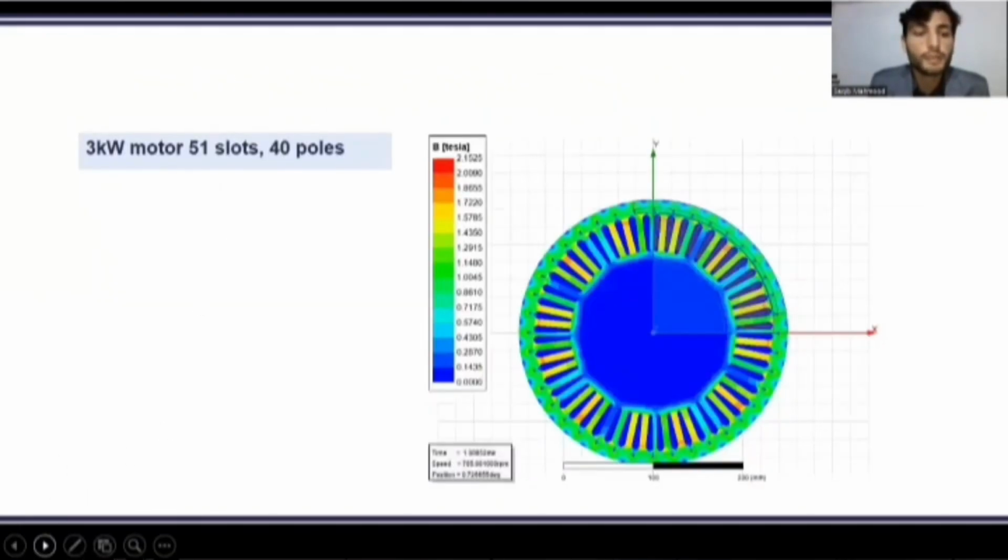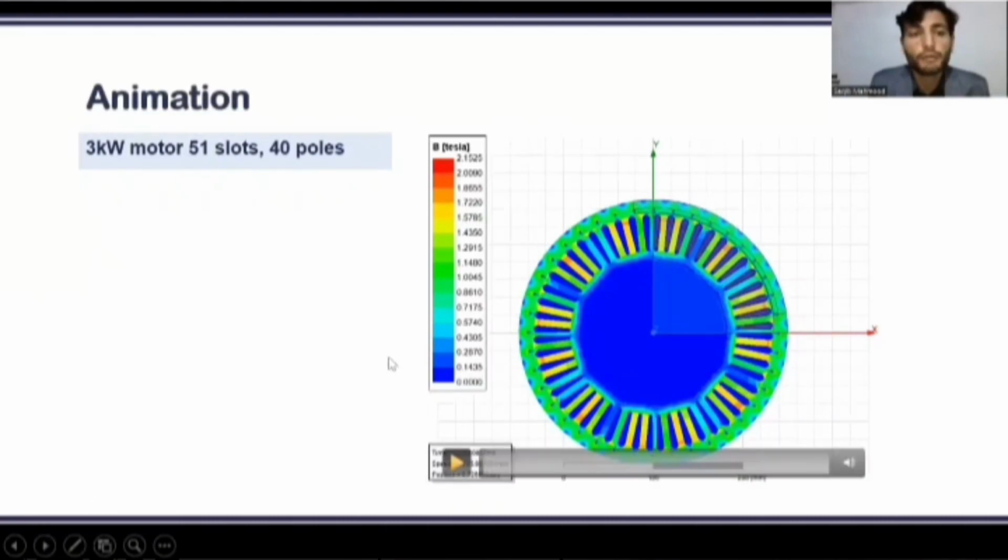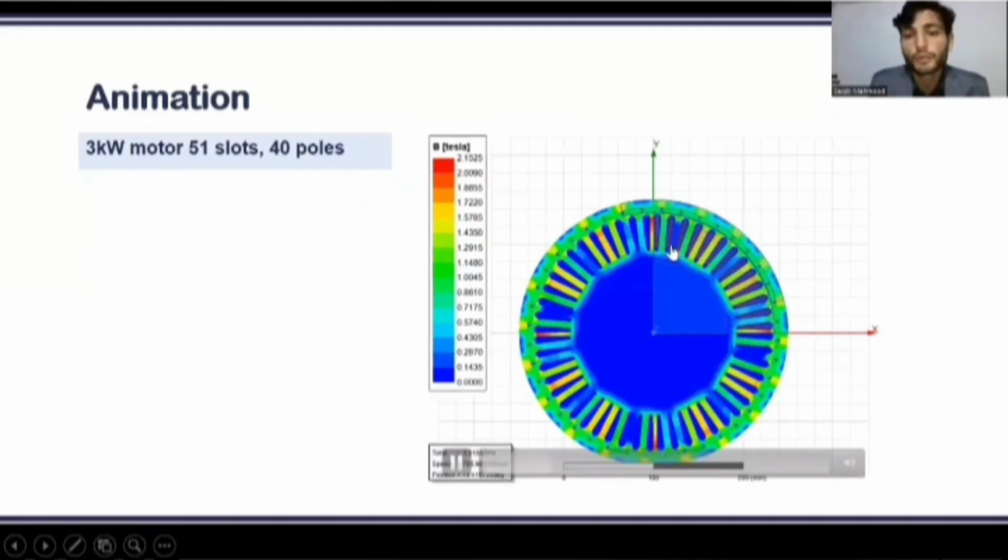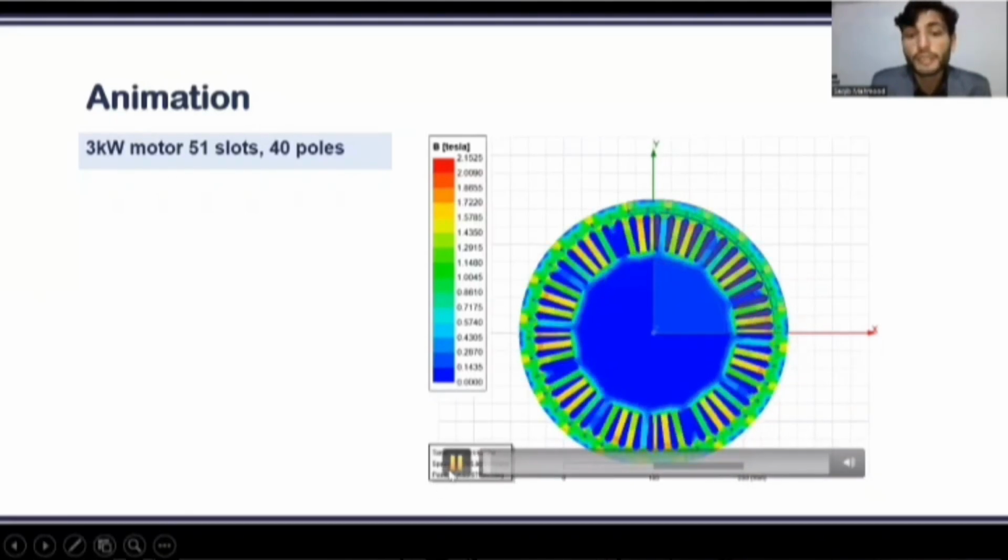This is also the animation of the 3 kilowatt 51 slot 40 pole motor. Let's play it. It was recorded for fewer steps, so it is moving slowly. But we can see that the motor is running properly in the simulation.